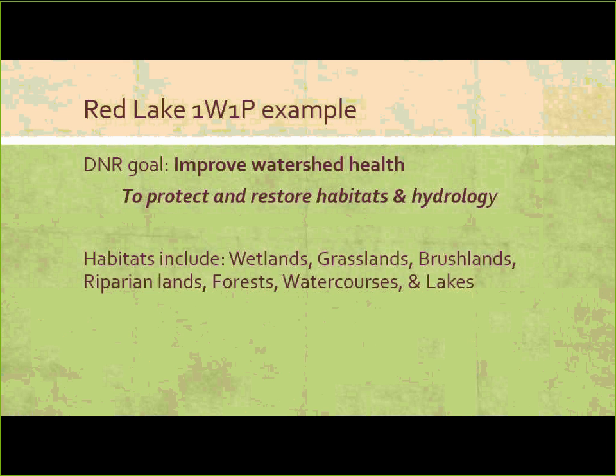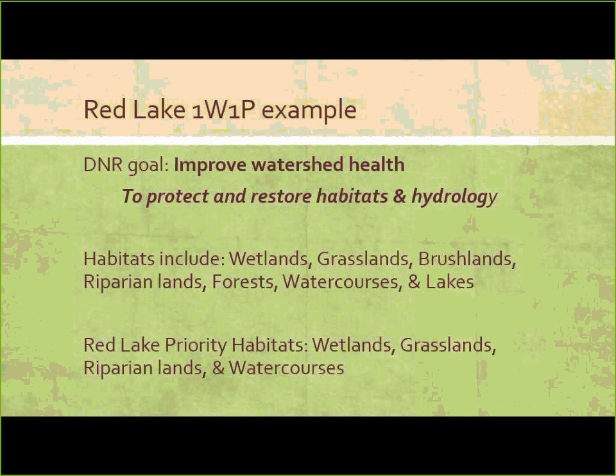And in simplified form, the habitats out there include wetlands, grasslands, brushlands. Yes, there are things called brushlands. There's a state plan for them and their restoration. There's riparian lands, forests, watercourses, and lakes. And in the Red Lake, our priority habitats are wetlands, grasslands, riparian lands, and watercourses.